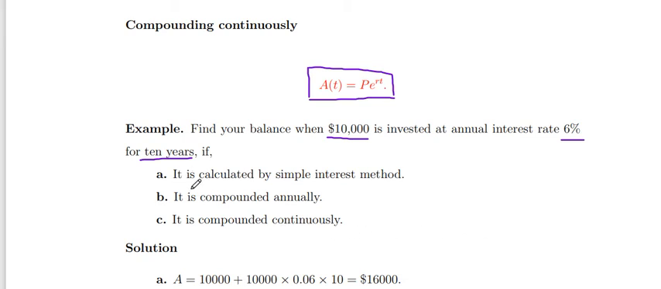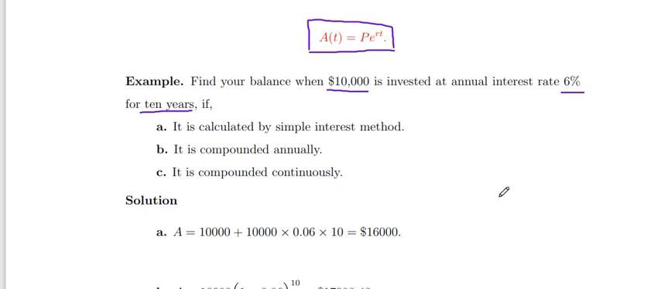So let's check the difference. A, if it is calculated by the simple interest formula. B, if it is compounded annually. C, if it is compounded continuously. So let's check their difference.